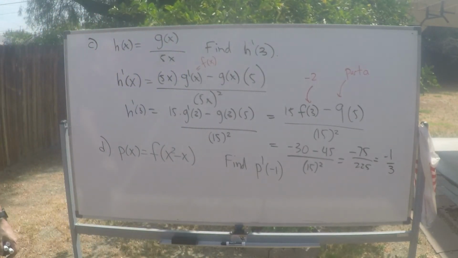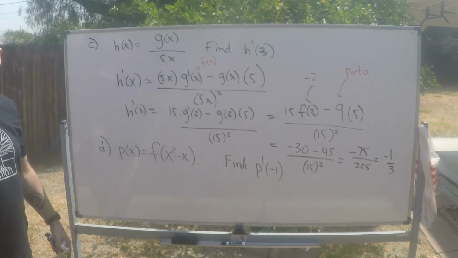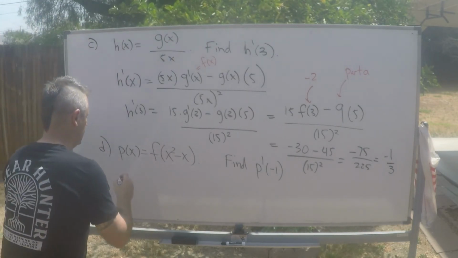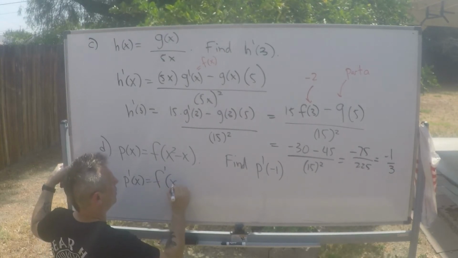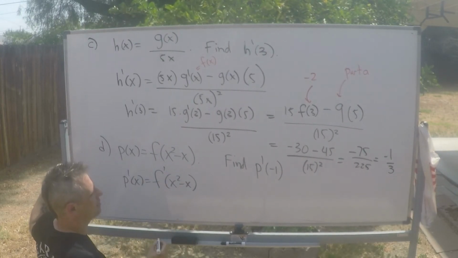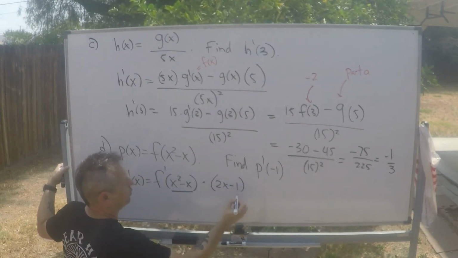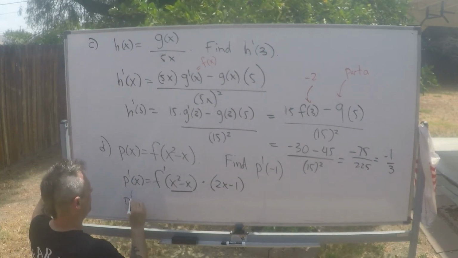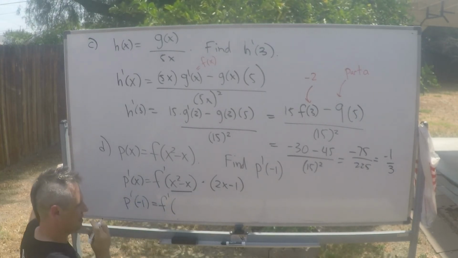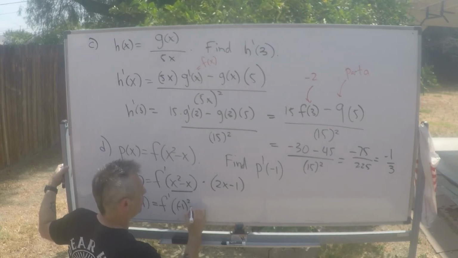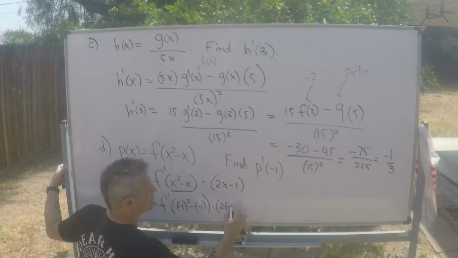All right, so what is this problem about? This problem is about the chain rule. So here we go. Let's see, we're going to find p prime of x generally. P prime of x is f prime of x squared minus x times the derivative of the inside, 2x minus 1. Therefore, p prime of -1 is f prime of, let's see, -1 squared minus -1 times 2 times -1 minus 1.